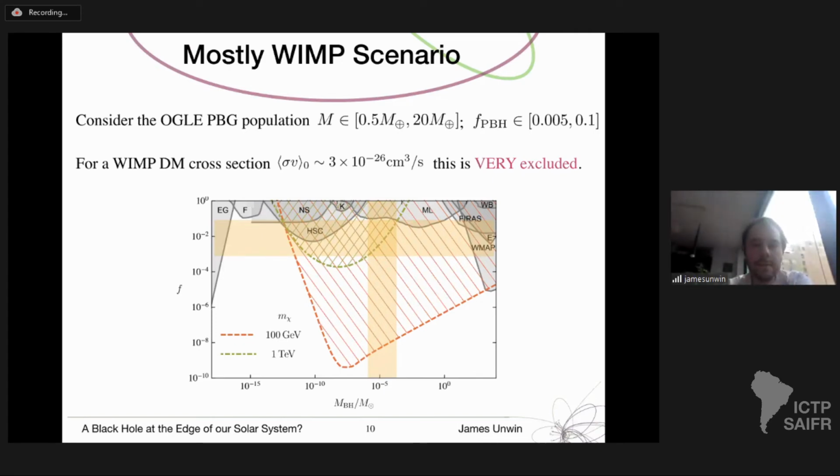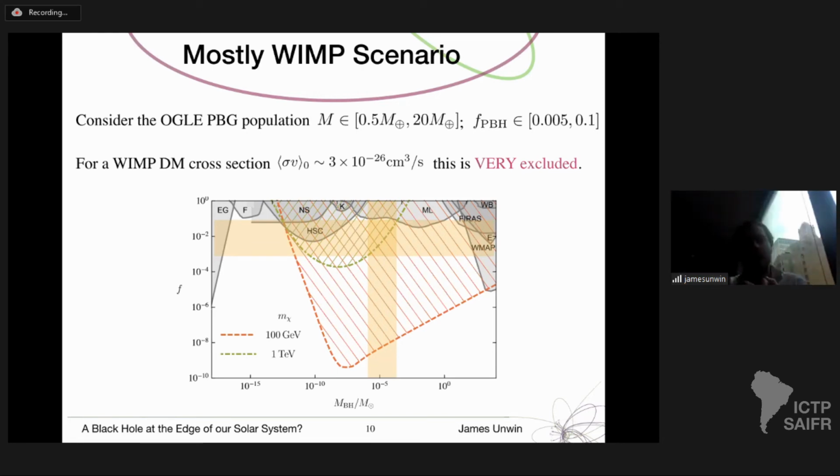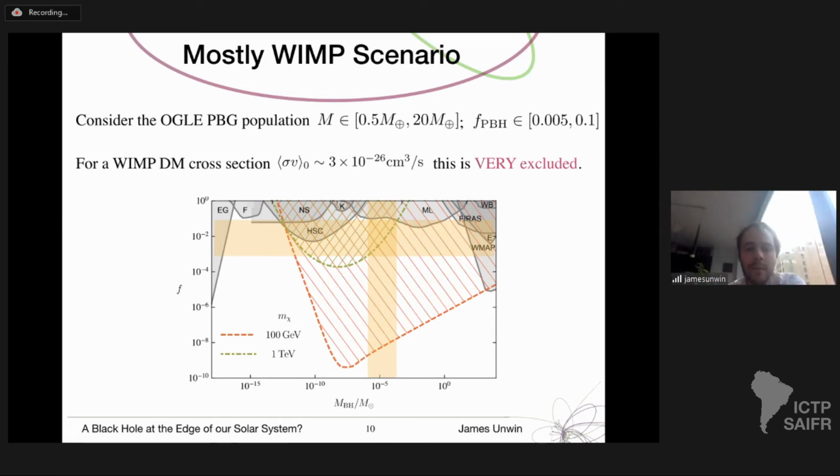So very good. Now I have this dark matter halo around a primordial black hole at the edge of the solar system. The next question is, how do you look for this thing? Well, the classic way of looking for dark matter is to look for indirect detection signals. This assumes necessarily that the dark matter annihilates. So let's take one particular example. Let's assume that the dark matter is a WIMP.